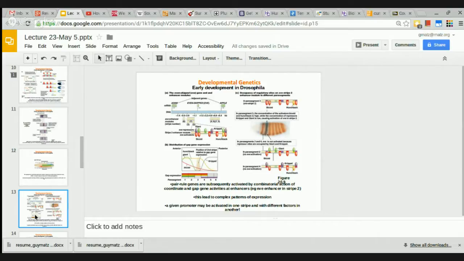Okay. Now, I talked fairly generally about this. This is what I want you to retain. I'm not going to put in, like, the Eve stripe 2 promoter and ask you what regulates the expression there. That would be a little too much.